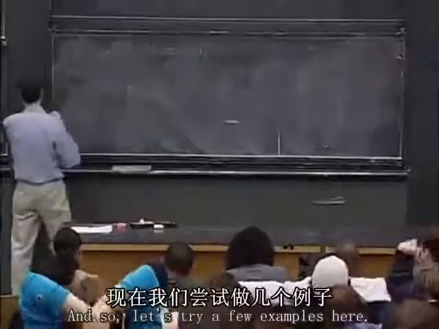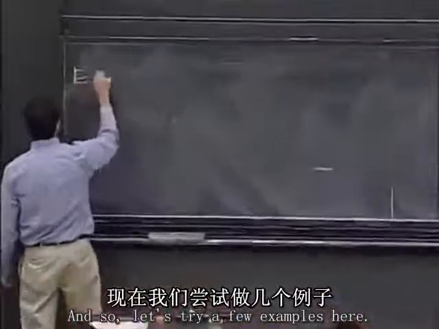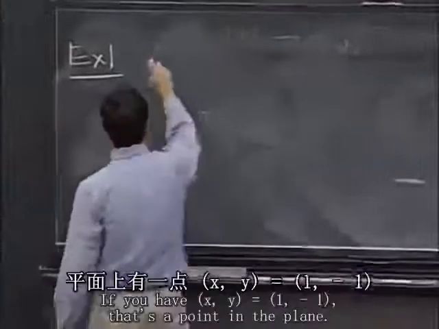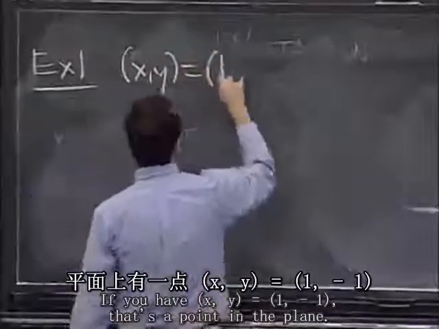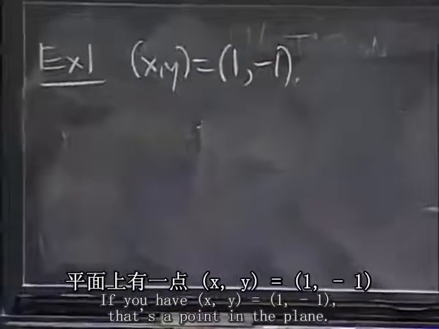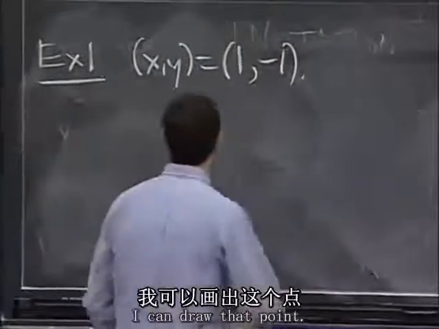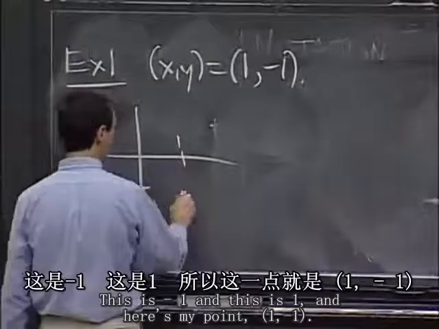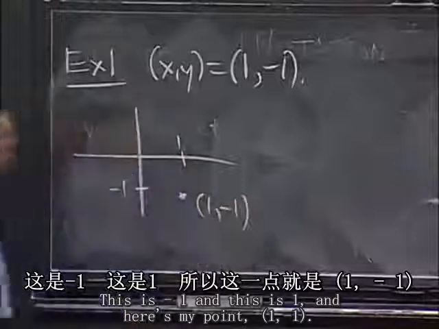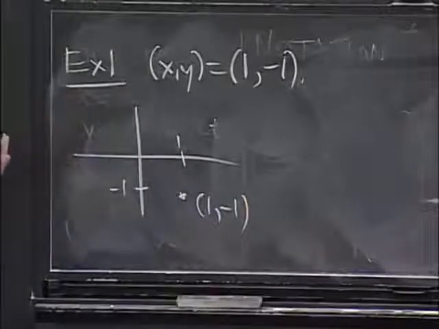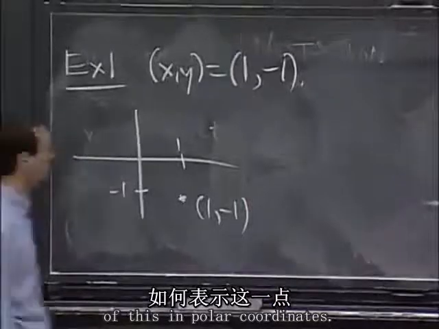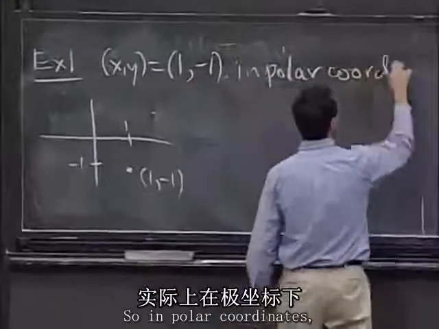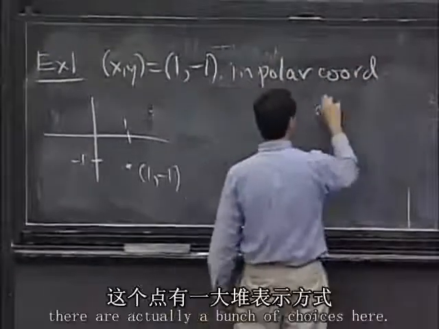And so let's try a few examples here. Tons of examples. We'll start out very slow. If you have x, y equals 1 comma minus 1, that's a point in the plane. I can draw that point. It's down here, right? This is -1 and this is 1. And here's my point, 1, -1. I can figure out what the representative is of this in polar coordinates. So in polar coordinates, there are actually a bunch of choices here.